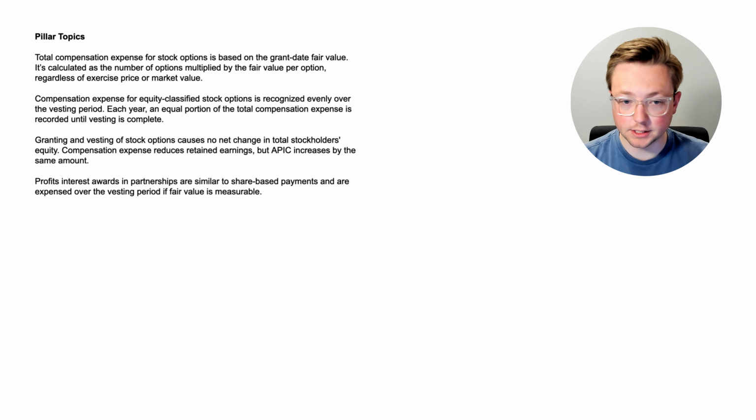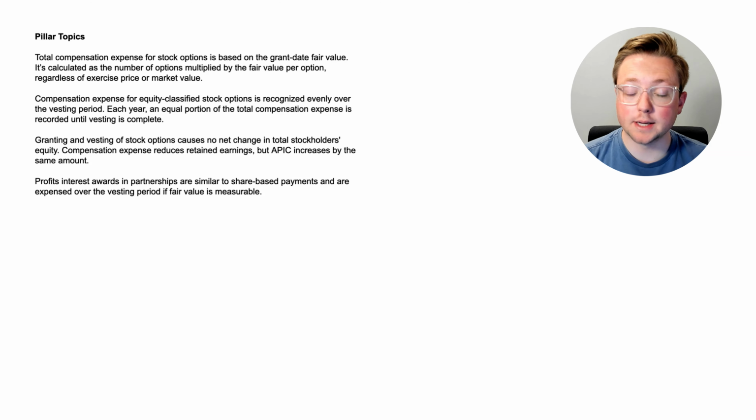Now let's talk about compensation expense. Compensation expense for equity classified stock options is recognized evenly over the vesting period. Each year, an equal portion of the total compensation expense is recorded until vesting is complete. Now let's talk about the next one. Granting and vesting of stock options causes no net change in stockholders' equity. Compensation expense reduces retained earnings, but APIC increases by the same amount. And then you'll remember that we also talked about the journal entry for when it's exercised, and that was a little bit different.